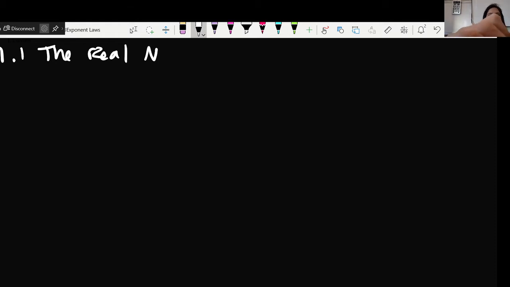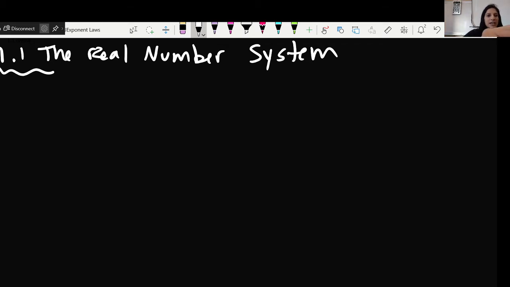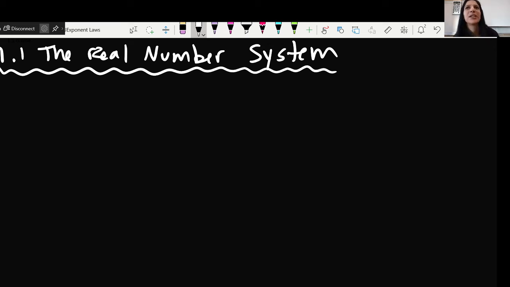I am going to go through, or we are going to go through today, 1.1, which is the real number system. And I will say that it's a little bit challenging writing on here sometimes, so I apologize if it's not super neat. I'll try my best, but it says 1.1, the real number system.